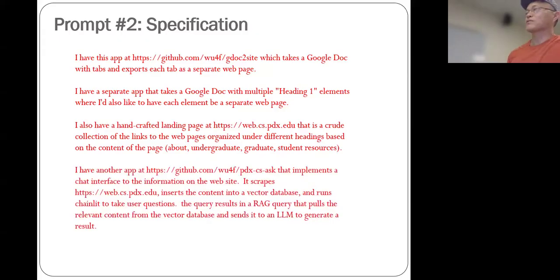And then I have another app, and this describes the chatbot. It implements a chat interface on the website. It scrapes the site, puts it in a vector database, runs Chainlit to take user questions, does a RAG query whenever a user sends something in, pulls the relevant content from the vector database, and sends it to an LLM to generate a result. So basically, in natural language, I tell it what that thing is doing.